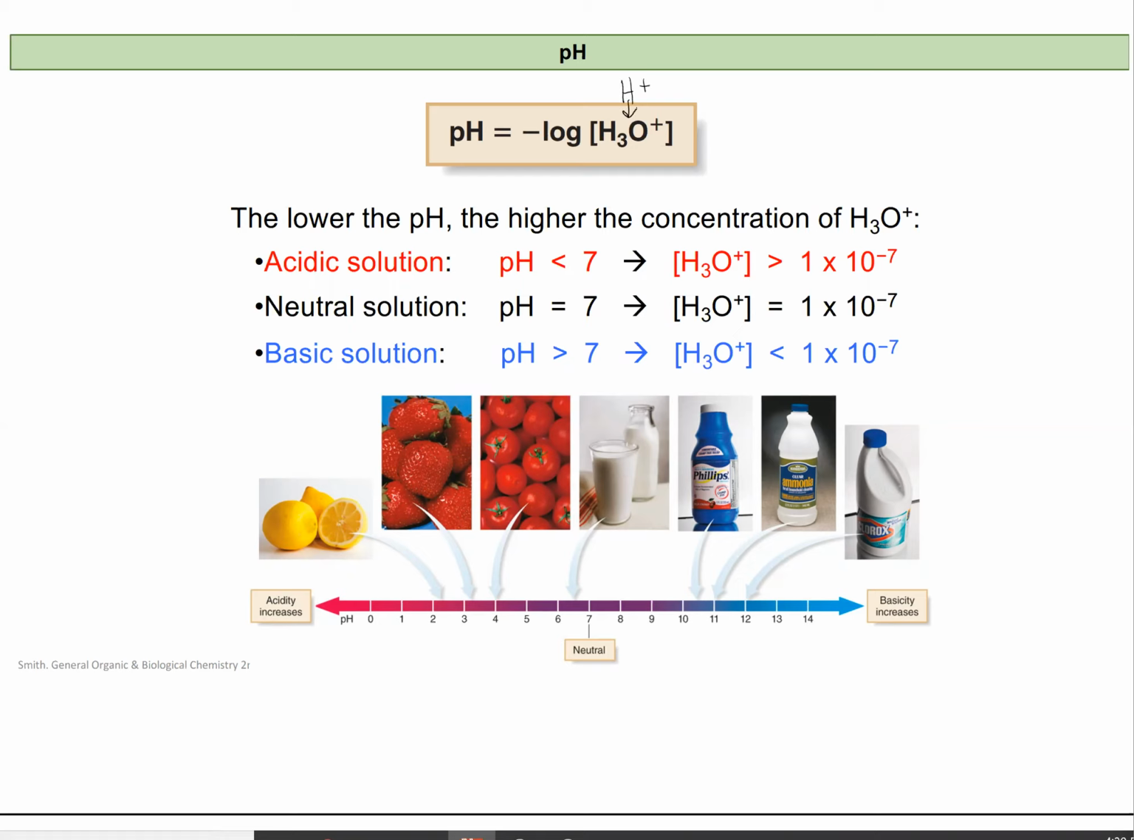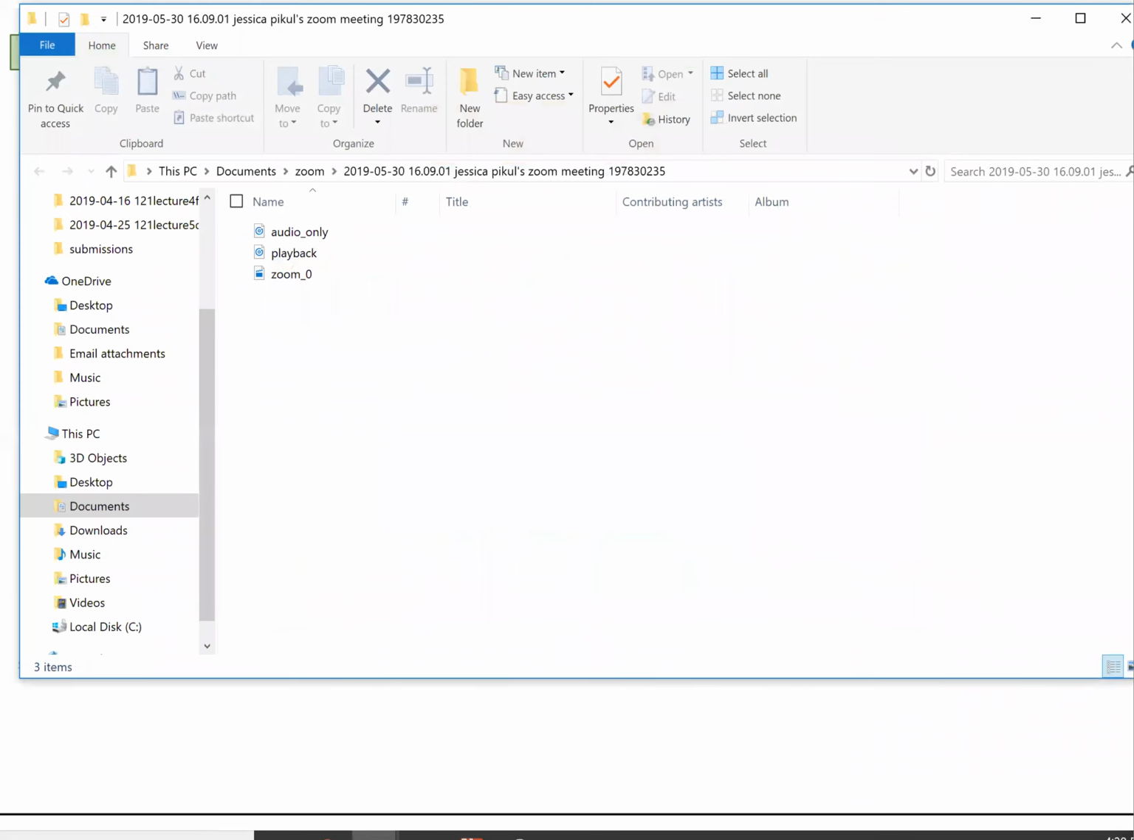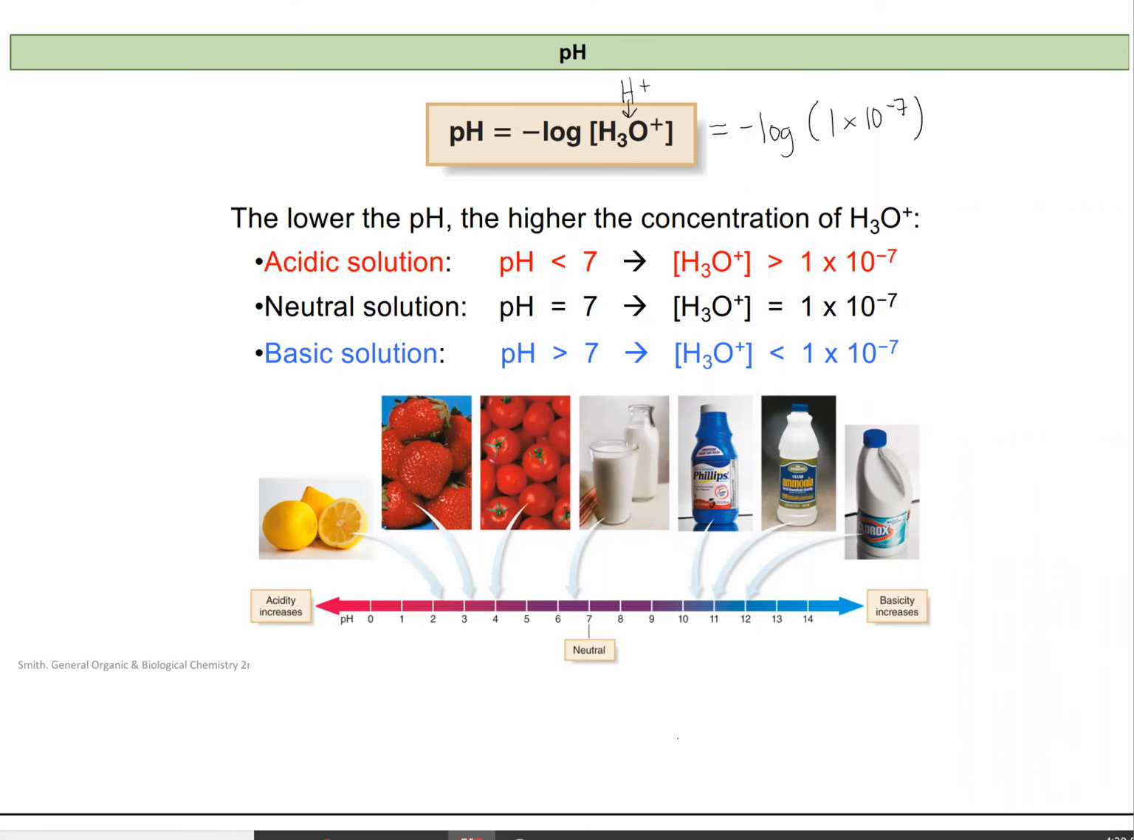So for something like neutral water, we know from our Kw expression that the concentration of hydronium ion should be 1 times 10 to the negative 7. Well, if I take the negative log of this value and plug it into my calculator, that's going to equal 7. And so that's where we get the neutral pH standard from.